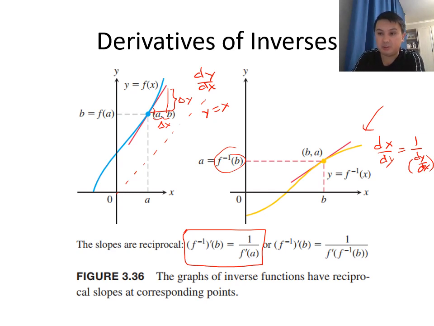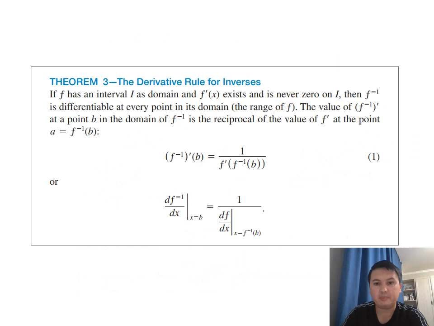So if you happen to know the derivative of the original function, then finding the derivative of the inverse is not so hard. So this is the theorem that I just mentioned. We know that a is equal to f inverse of b, hence the derivative of f inverse at b is 1 over f prime at a. But my a is f inverse of b, so another way of writing it is in this form.